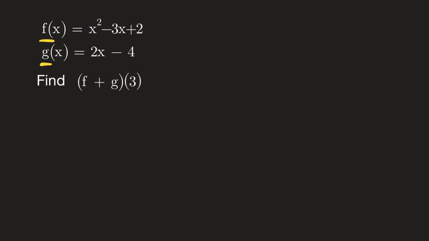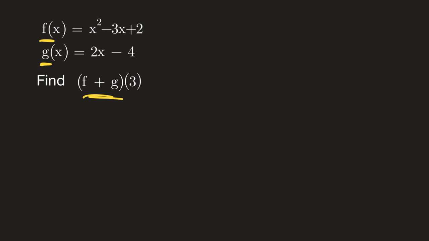Now, find, and here's what they want you to find. The function f plus the function g. They want you to take these two functions, add them together, and then evaluate them for a value of 3. So what this is telling you to do is take these two functions, add them together and see what that creates, and then plug a 3 into it and see what number it spits out.